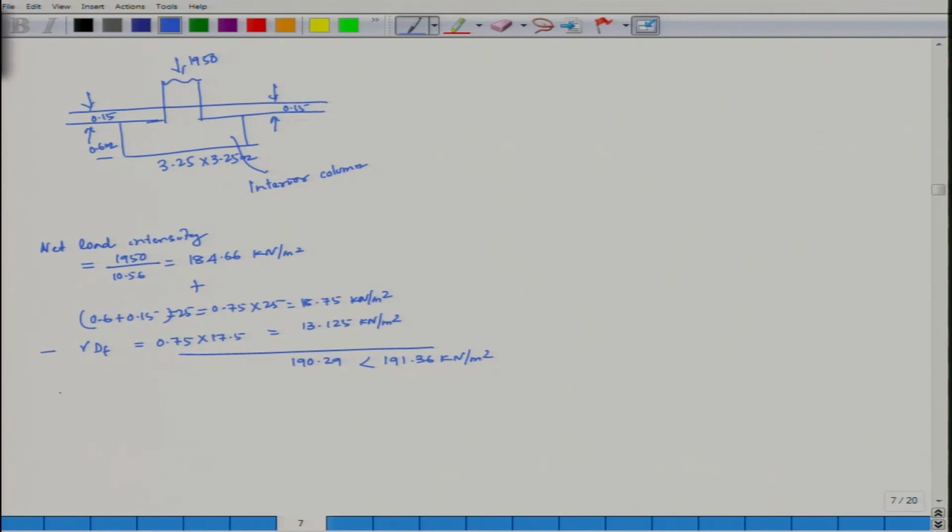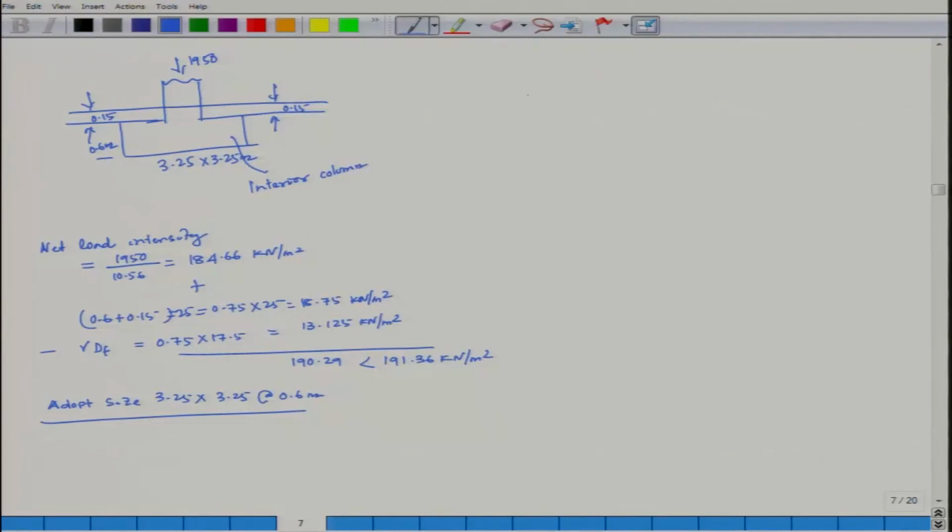So now final recommendation: adopt size 3.25 by 3.25 at a depth of 0.6 meter. Similarly, you can check for your wall footings. This is about your bearing capacity and settlement based on your 10.5 N values. At the end you also have to check how much your settlement is. That has to be checked, even if it is 10.5 N considering 25 mm, you have to check once again.